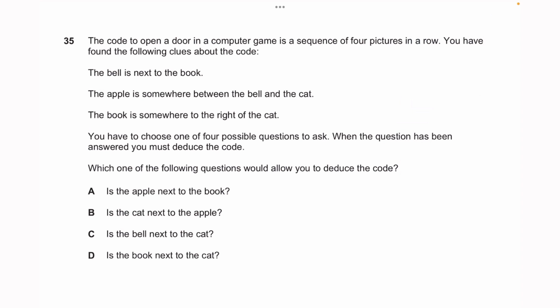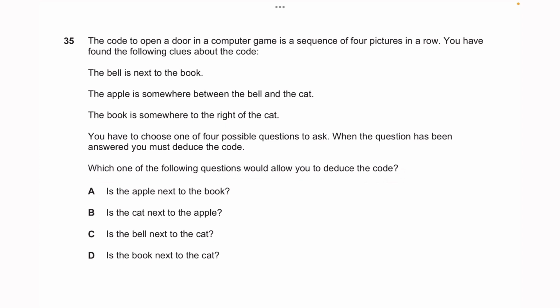Okay, so let's have a look at question 35. So question 35 goes like this. It says, the code to open a door in a computer game is a sequence of 4 pictures in a row. You have found the following clues about the code. The bell is next to the book, the apple is somewhere between the bell and the cat, and the book is somewhere to the right of the cat. Now, you have to choose one of the 4 possible questions to ask. When the question has been answered, you must deduce the code. Which one of the following questions would allow you to deduce the code?